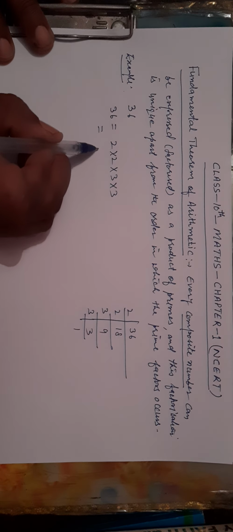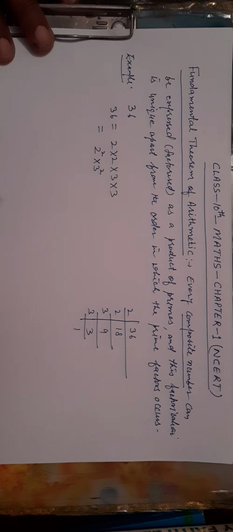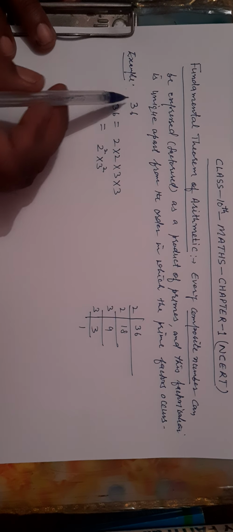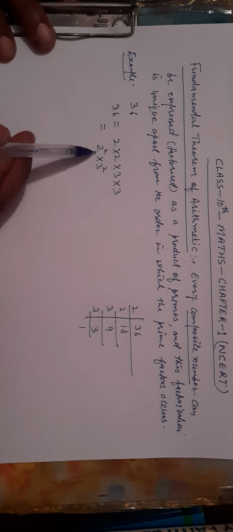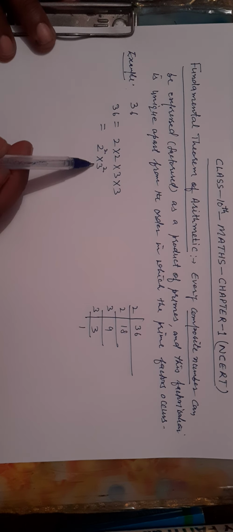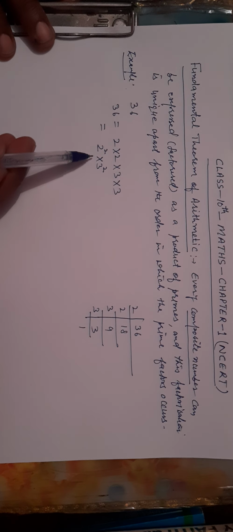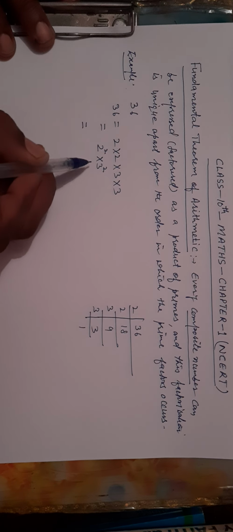So you can further write it as 2 raised to the power 2 into 3 raised to the power 2. Now, see the statement. This is a composite number. It can be expressed as a product of prime factors, and this factorization is unique. There is no other prime factorization for 36. This is unique. Only thing is that order can change.